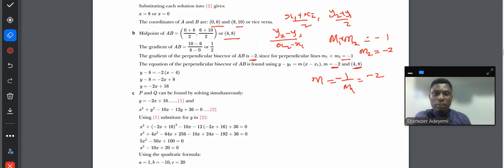That is how to do question B. What you just do is find the midpoint of AB, and you find the gradient, and with that gradient you can do the two together.